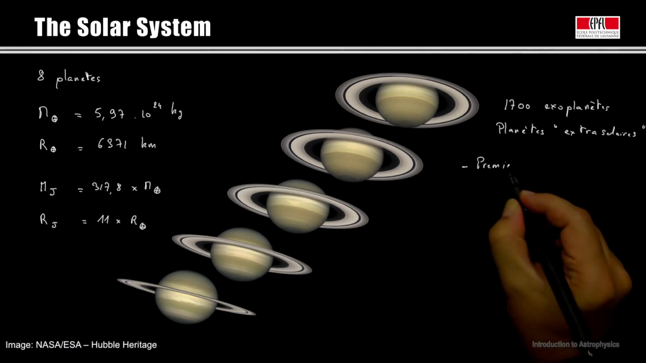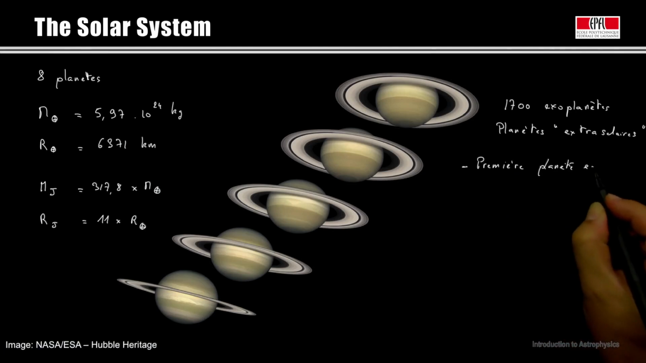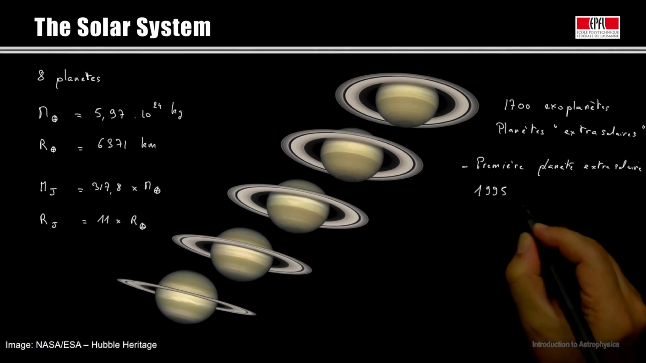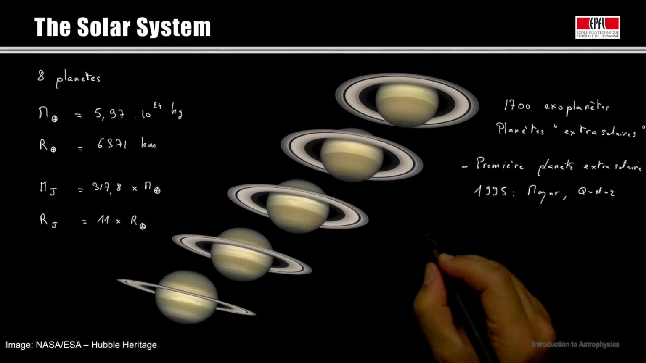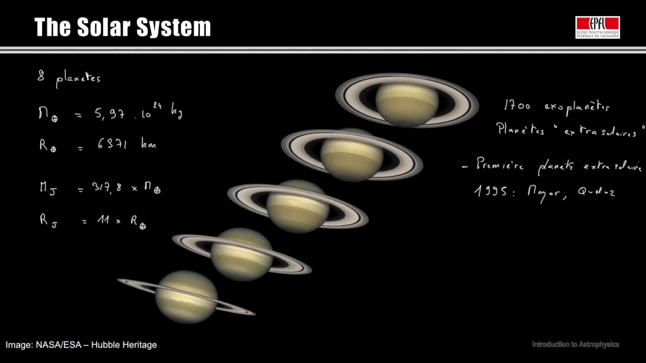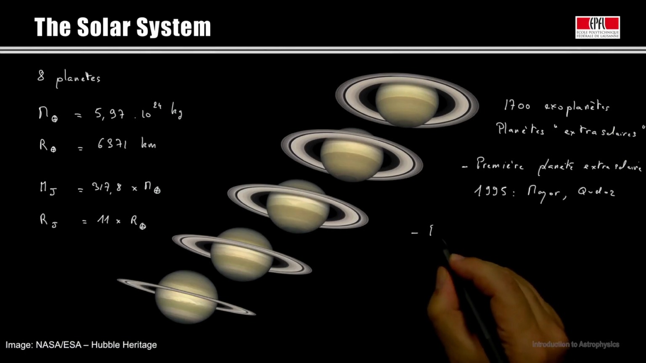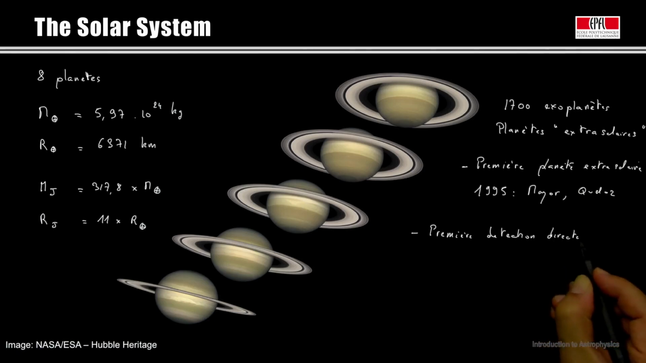The first extrasolar planet was discovered in 1995 by Michel Mayor and Didier Queloz at the Observatory of Geneva. This one was an indirect detection, measured thanks to the radial velocity of the star around which it orbits. The first direct detection was made in 2008.